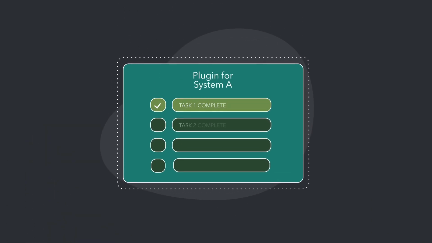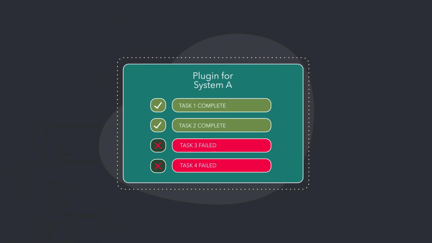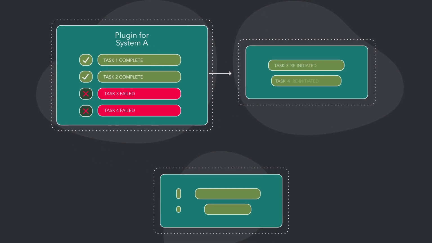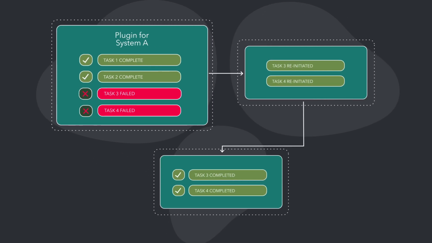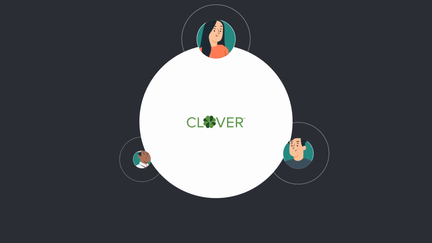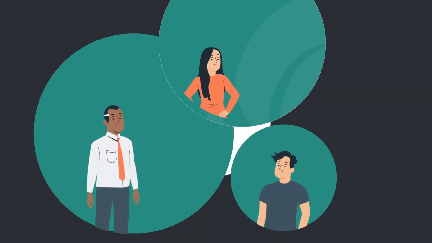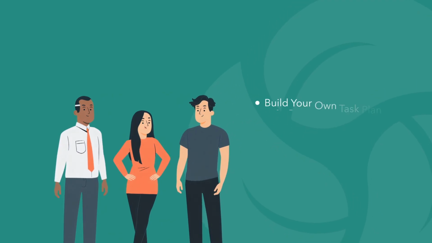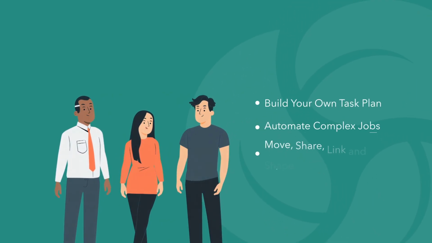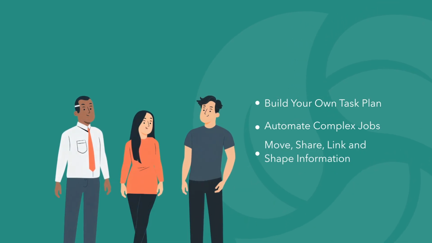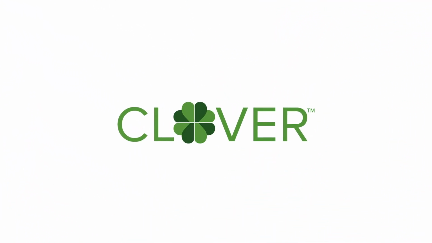Internal plugins can provide logic and other tasks for error handling. When that isn't enough, built-in logging and retry capabilities are there to deal with the unexpected: an execution engine and a collection of plugins for various endpoints. People can build their own task plans to automate complex jobs to move, share, link, and shape information. And that's Clover.